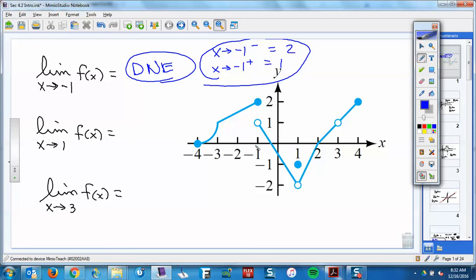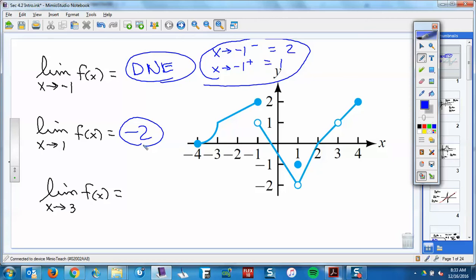Okay, what about the limit as x approaches 1? What's the limit as x approaches 1? -2. Right? Diner burned down, moved to a new place, we don't care. Right? Where do the cars meet? They meet at -2. The limit is -2.